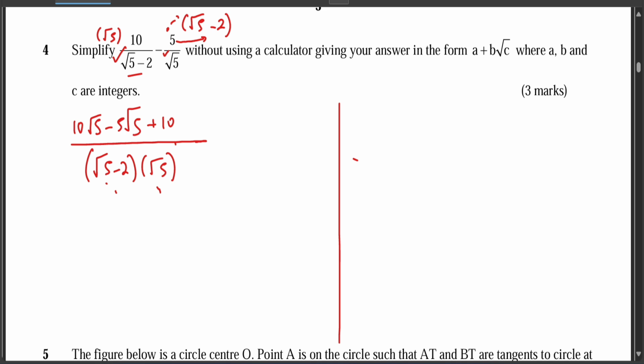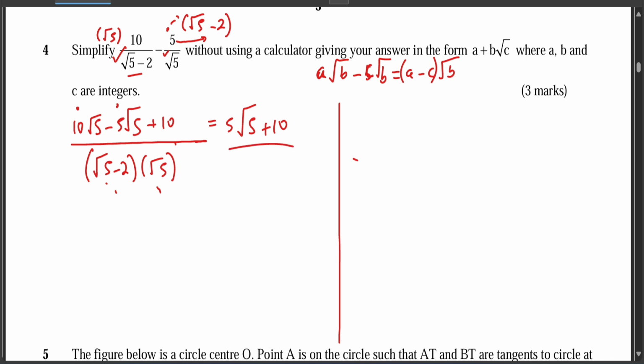So remember that in SAT, you collect the like terms. So if this is just one of the roots, a root b minus c root b is just equivalent to a minus c root b. So you see here all the roots are the same, you just take the coefficients and subtract them. You'll take 10 minus 5, which gives you 5 root 5 plus 10.